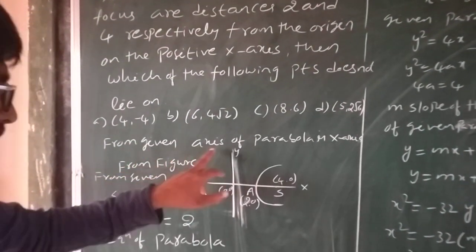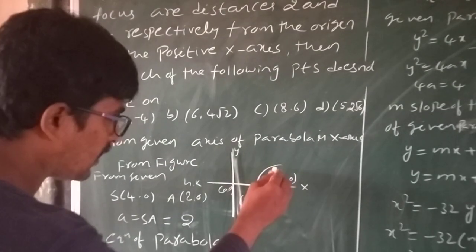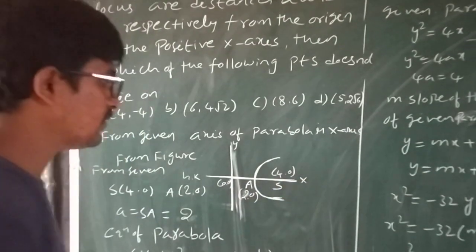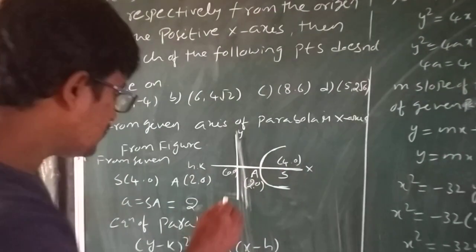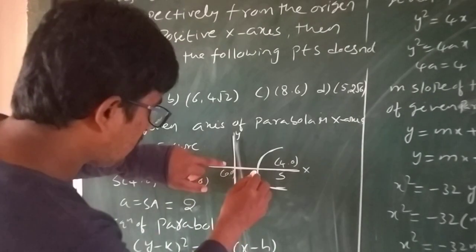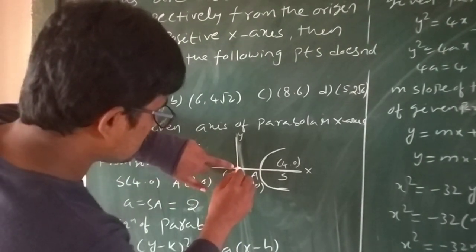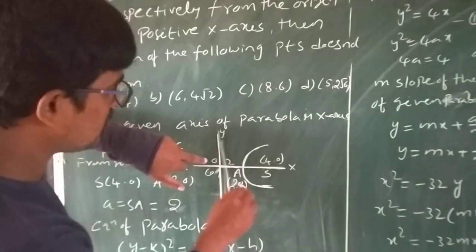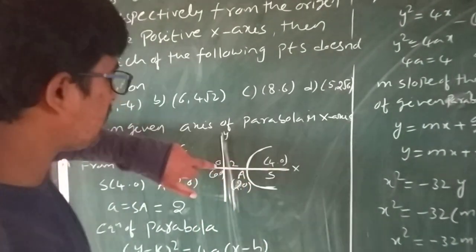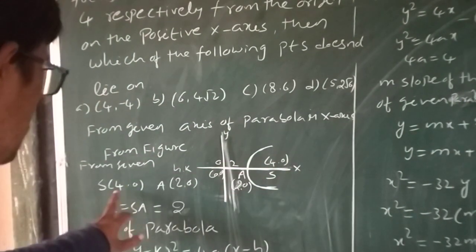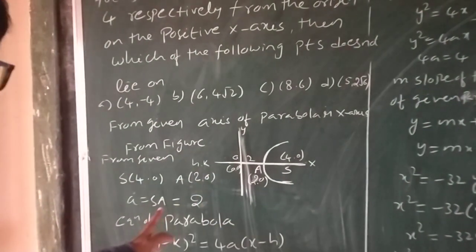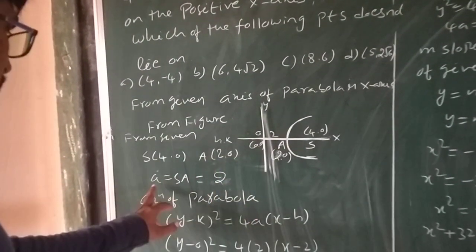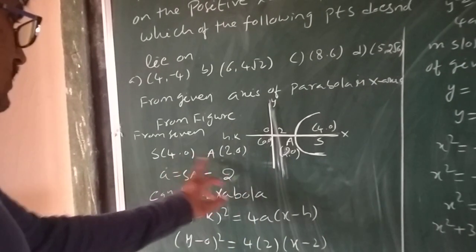Now, from the given, the axis of the parabola is the x-axis, so the parabola has the form y square is equal to 4ax. The origin is (0, 0). The vertex is at distance 2 from the origin, so it is (2, 0), and the focus is at distance 4 from the origin, so the focus is (4, 0) and the vertex is (2, 0). The distance SA is 2. Here (h, k) is the vertex, h is equal to 2, k is equal to 0, and a is equal to the SA distance, which is 2.